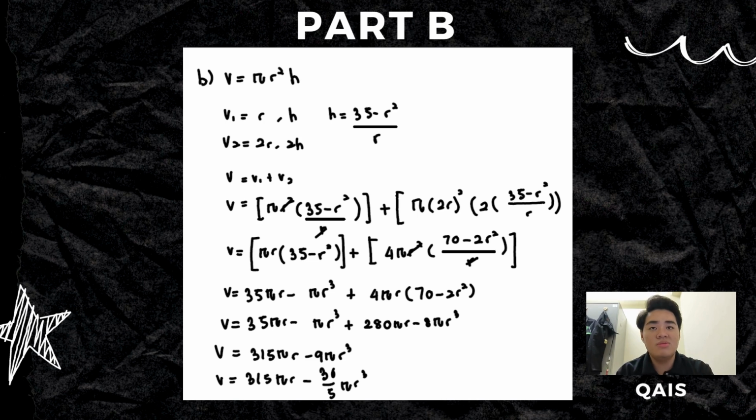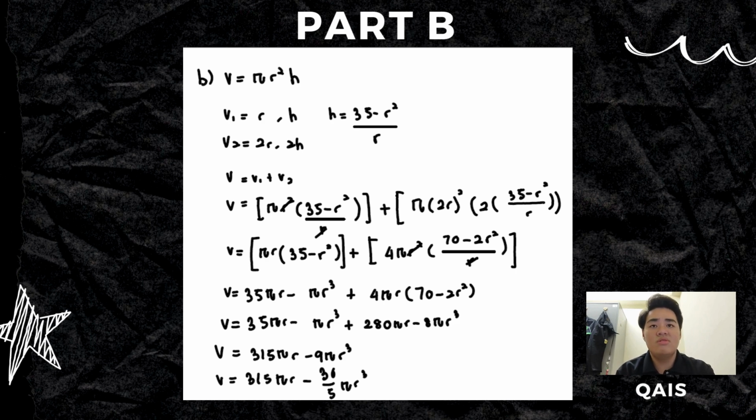Let's proceed to the problem solution, question B. First, we have to remember the formula. V equal to pi r squared h, where V1 has radius r and V2 has radius 2r. We get h from question A, which is (35 minus r squared) over r. To find the V, we have to add V1 and V2. V1 has radius r, V2 has radius 2r, so we include it in the formula.